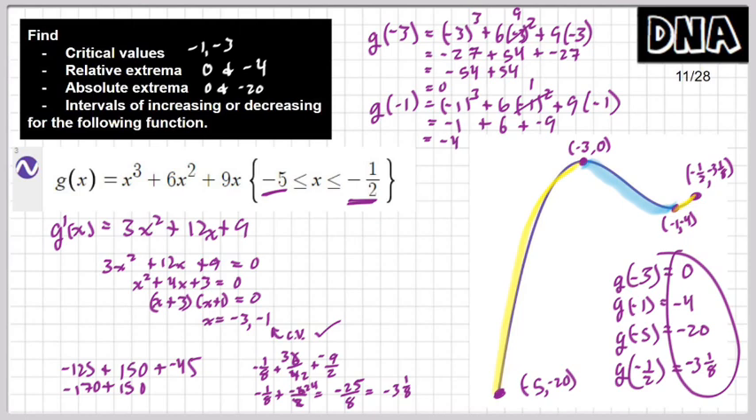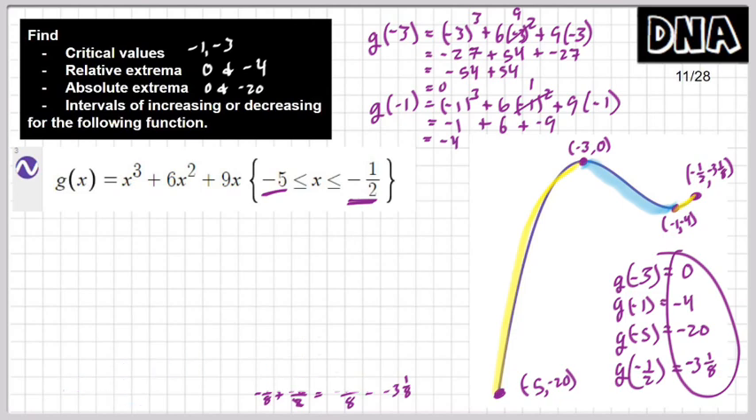How would you know this? How would you be able to figure this out without having the graph? Because sometimes it's not practical to do the graph. There's a faster way to do it. I don't remember what it's called.